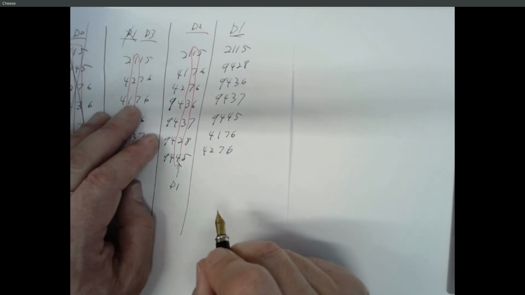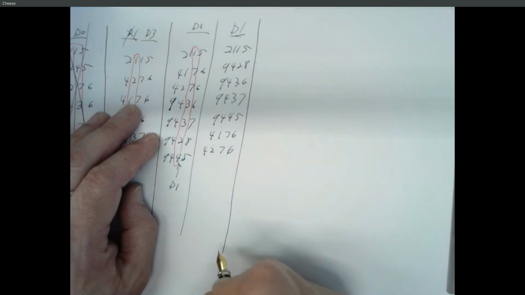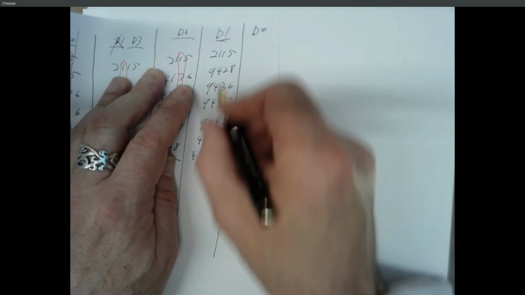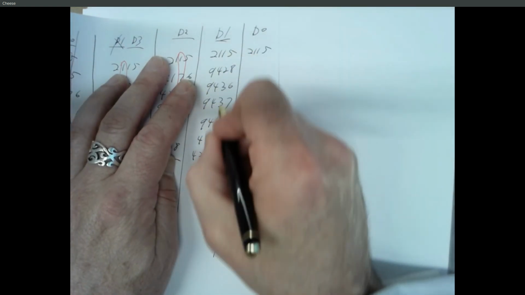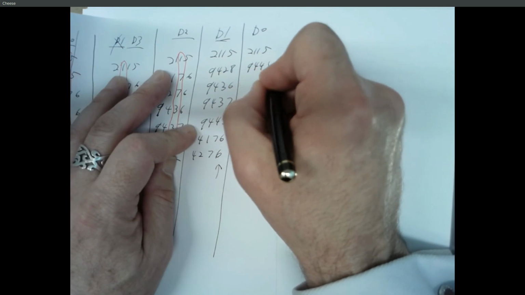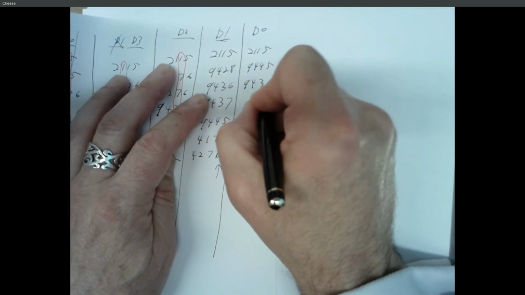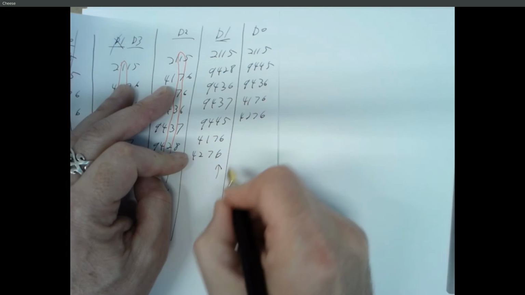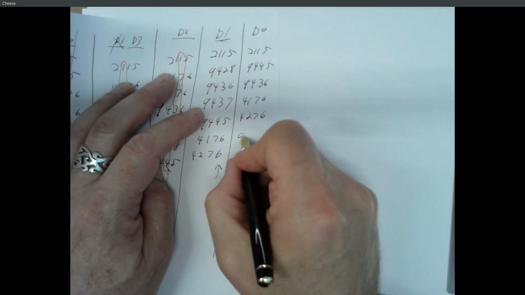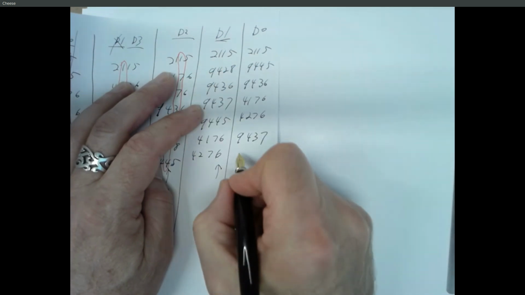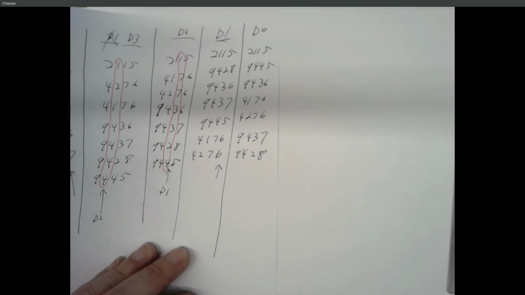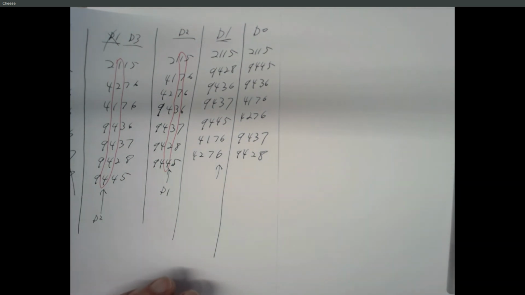Maybe I did it right the first time. So let's look at D0. So 0, 1, 2, 3, 4, there's a 5, and a 9445. There's a 6, and a 4176, and a 4276. And there's a 7, 9437, and a 9428. Yeah, I did it backwards. I was right the first time. But if you flip these around, it's sorted. Right, backwards.